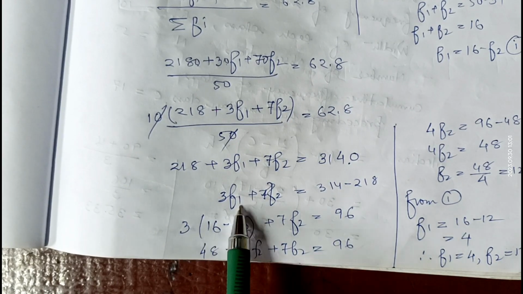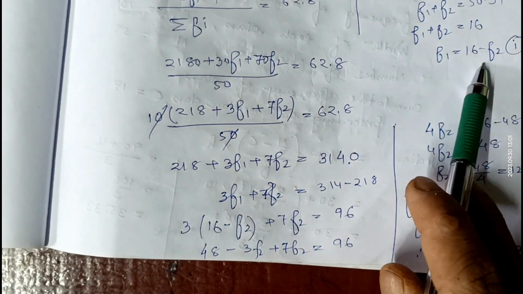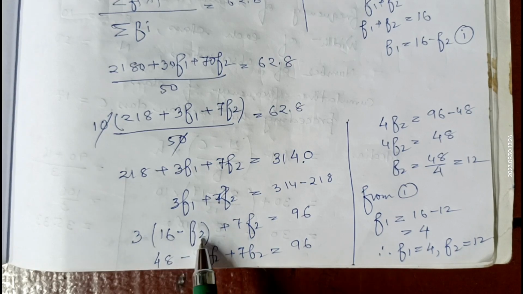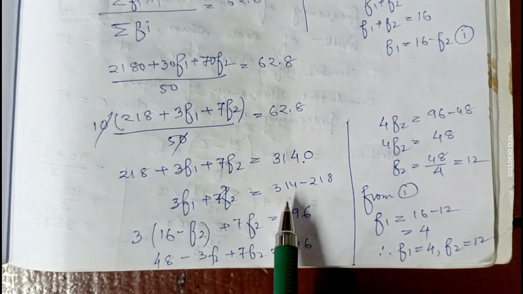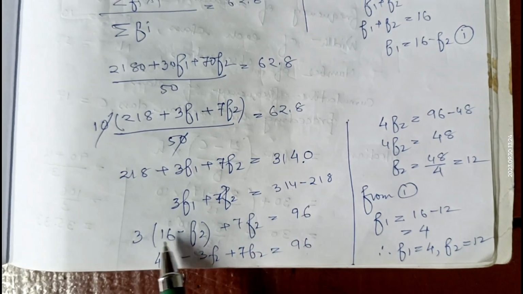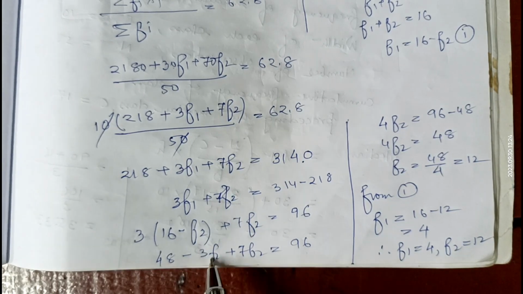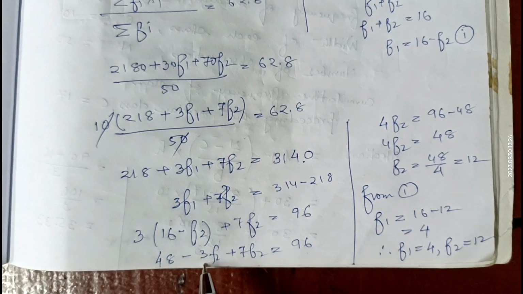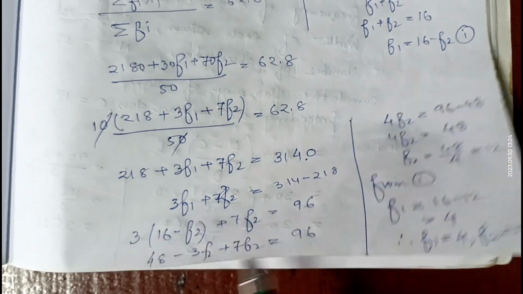So for F1 we got 16 minus F2. From here, instead of F1 we can write 16 minus F2, so 3 times (16 minus F2) plus 7 F2 is 96. 48 minus 3 F2 plus 7 F2 is 96. So 7 minus 3 will be 4 F2 equals 96 minus 48.